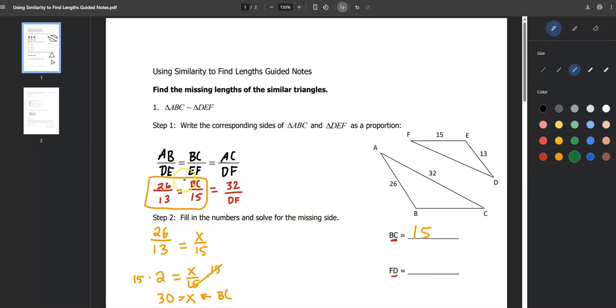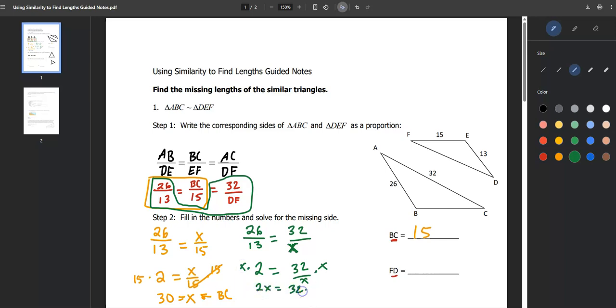If I look at this next one, I want to take this first portion and this last portion. So when I set that up, it should still be 26 over 13 because that's going to give me my scale factor, and then it should be 32 over DF, but I'm going to use X instead now. Okay, or you can use Y or whatever variable. I'd simplify this as 2, and then I have this 32 over X. This one I have to multiply by X because I need to get rid of the fraction. What I do to one side, I have to do to the other side. So I end with 2X equals 32.